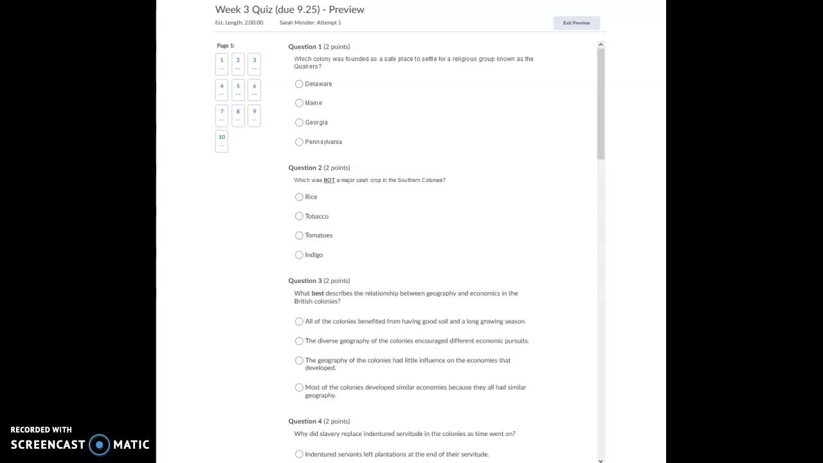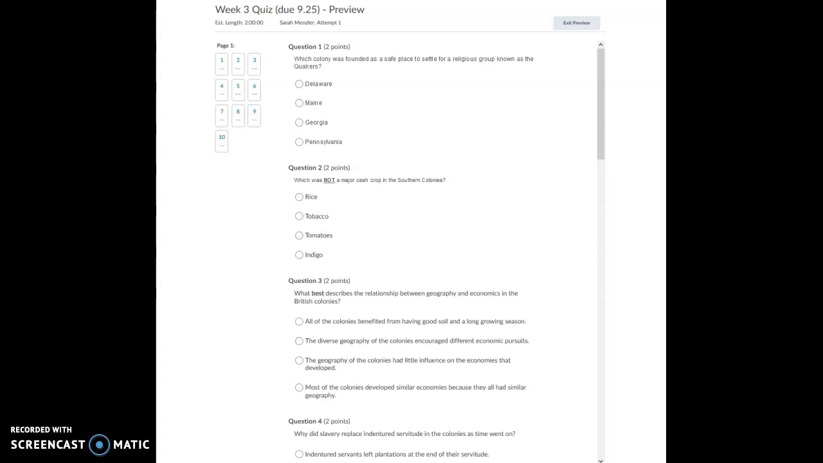Question number 1. Which colony was founded as a safe place to settle for a religious group known as the Quakers? Delaware, Maine, Georgia, or Pennsylvania? Question number 2. Which was not a major cash crop in the southern colonies? Is that rice, tobacco, tomatoes, or indigo?